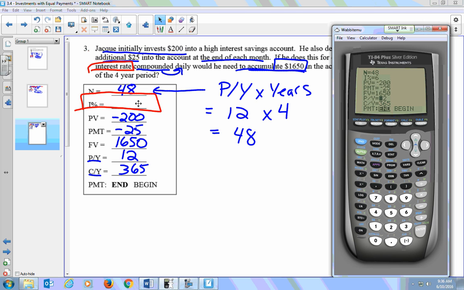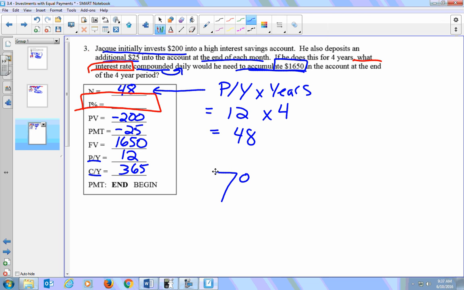And now I want to solve for my interest, so I go back up to my interest and I click alpha, enter. And it's saying that 7.1% if we just round to one decimal. So Jacques will need 7.1% annual interest rate in order to save $1,650 over 4 years given these terms.